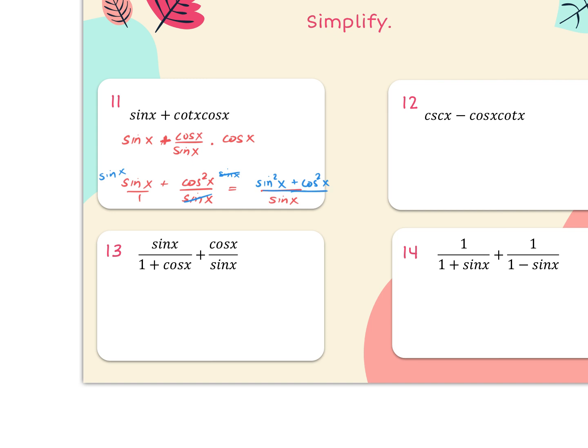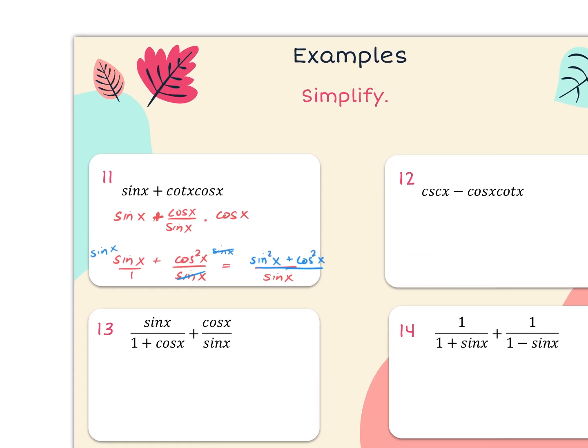Okay? Again, it might not seem too obvious just yet, but if you remember your Pythagorean identities, you know that sine squared x plus cosine squared x equals 1. So I can replace this numerator with 1 over sine of x. That is a great answer. This is also equal, remember 1 over sine of x is equal to cosecant of x, which is also fine. Either one of these is a simplified answer.